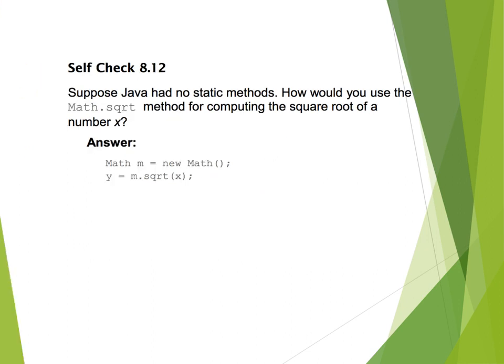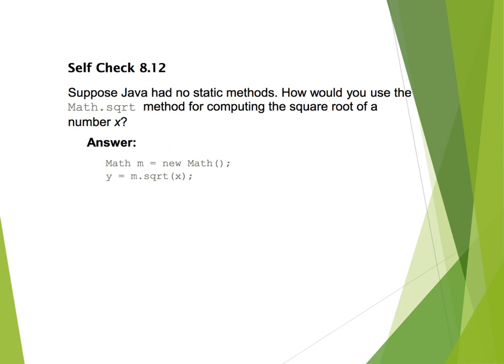Also, as you know, square root is inside the class Math. So the question is, assuming that Java had no static method, how would it be possible to get the square root of a number? To answer this question, you simply need to first get an object from the Math class, call it m, and then call square root on object m, and then this would give you the square root of x, and then you can store it in another variable like y.